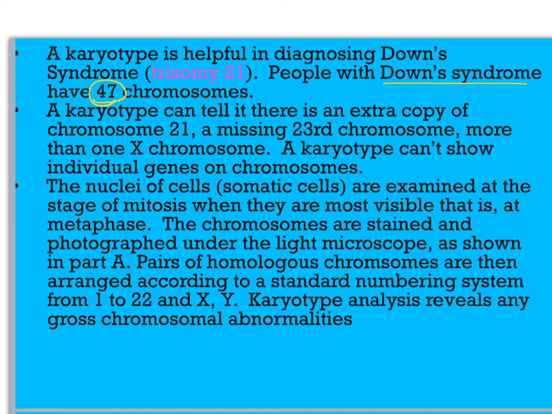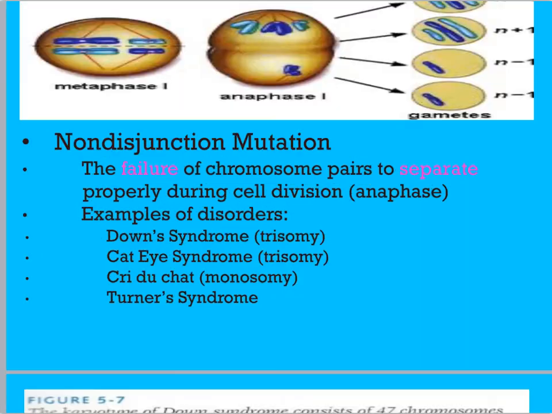So anyway, how do they get a karyotype? Well, you take body cells, somatic cells, and you look at them under the microscope during a stage of mitosis where they're most visible. So that's usually metaphase. And so they stain the cells, and then they're going to be photographed. Anyway, so again, they're going to be arranged based on a standard numbering system from 1 to 22, and then your 23rd pair is going to be your sex chromosomes. So it's going to reveal any gross, meaning major, chromosomal abnormalities.